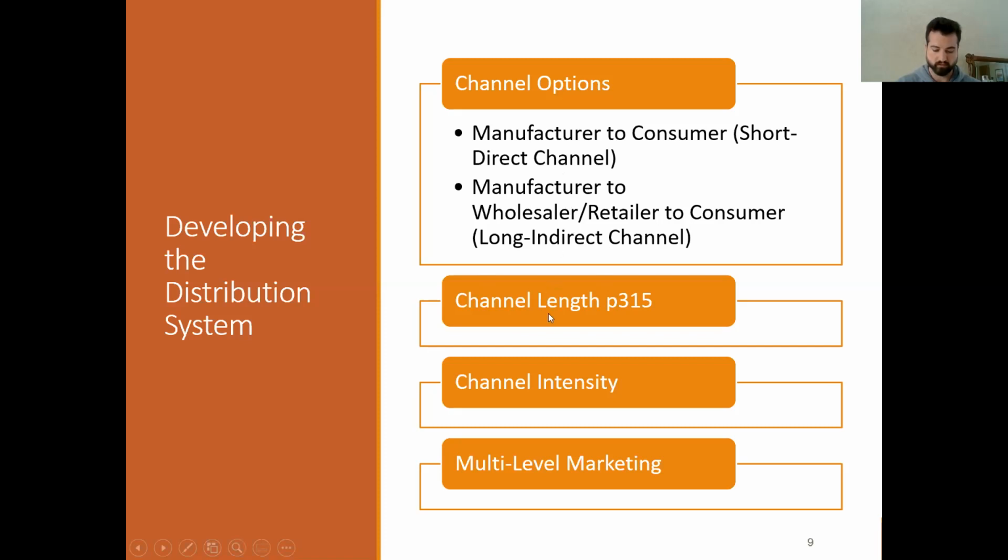Channel length just means how many steps are involved there, how many agents are involved in the distribution. That's on page 315. There's a little bit of a breakdown there. You can read that over for more information. Channel intensity is like how many distributors are within a given region.